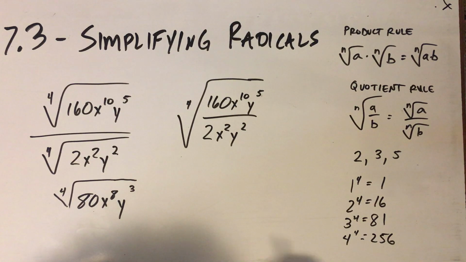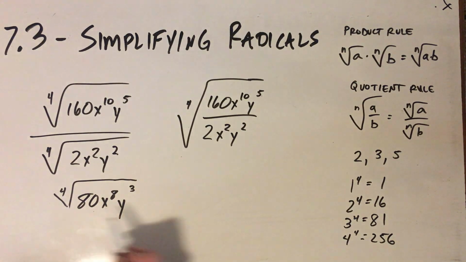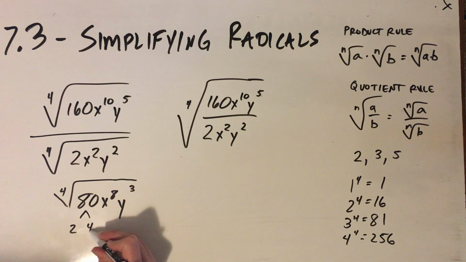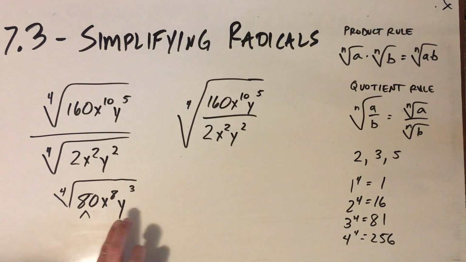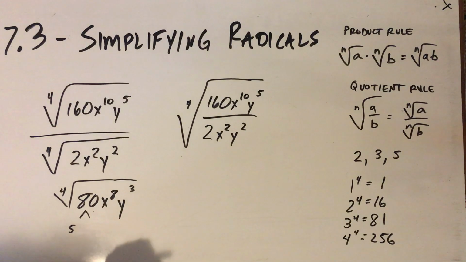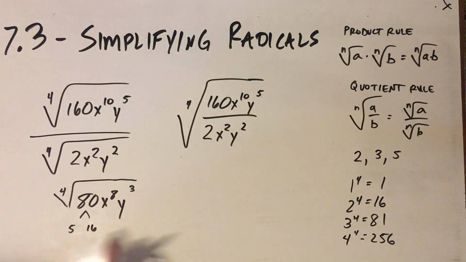So this is not any of those, but I have an 80 here, so I need to try to break it down to something that is. So if we start with the number 2, we get 2 and 40. Neither one of these are one of these numbers, so that's not going to work. It's not divisible by 3, so I'm going to go to the number 5. I get 5 and 16. That's my ticket. 16 is 2 to the 4th, so this is the number that I was looking for.